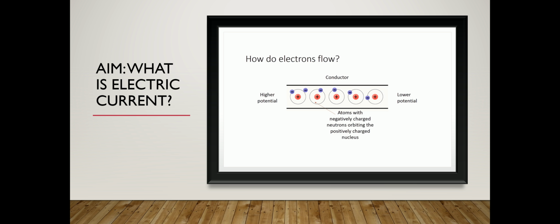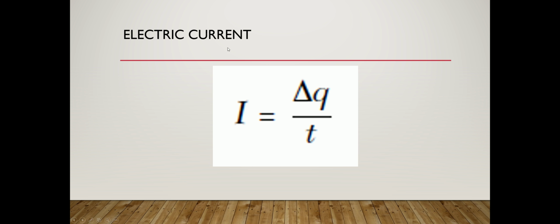On the right-hand side, you see lower potential. There's less of a voltage there. There are fewer electrons on the right-hand side. So naturally, the electrons from the crowded left-hand side will want to eventually move to the right-hand side where there are fewer electrons. There's more repulsion between the electrons on the left-hand side, and less repulsion on the right-hand side. And so naturally, they're going to want to move from the higher potential, the higher voltage, to the lower potential, the lower voltage.